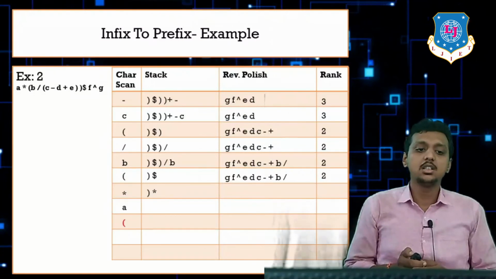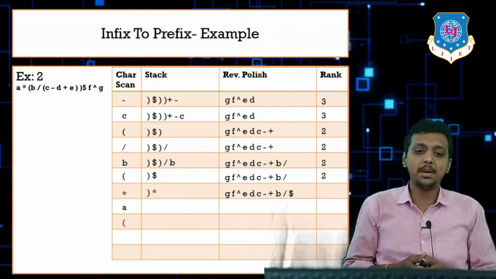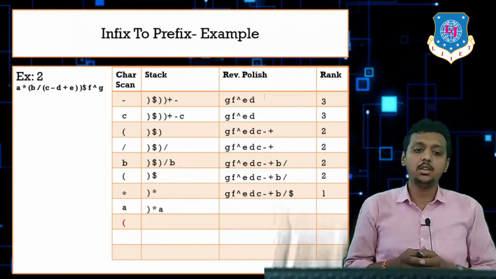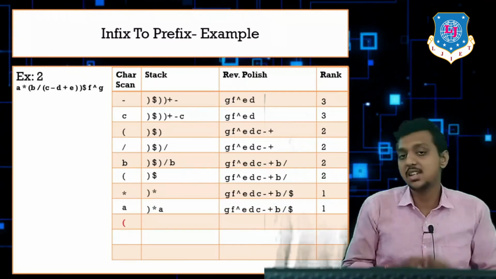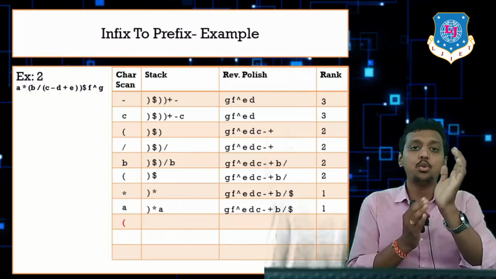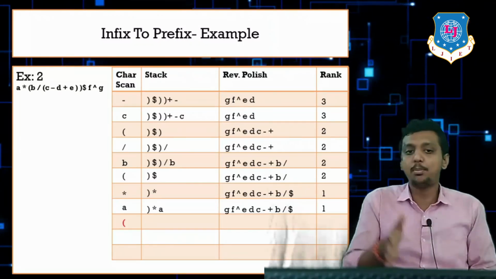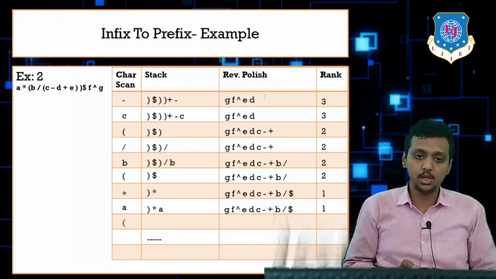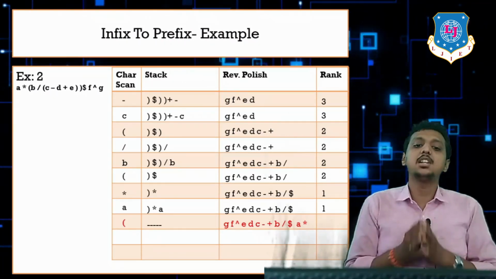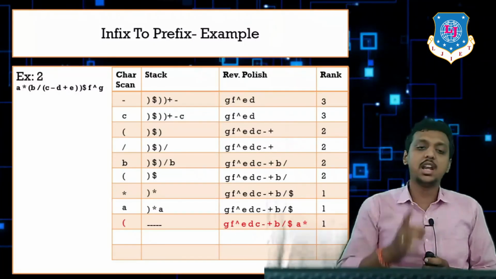Now again star. Star has the lower precedence than the dollar. Dollar will be popped out and appended with the reverse polish string. Then we have A with us. Push A, reverse polish and rank as they are. And finally students we have the last opening bracket. The last opening bracket and the closing bracket both get cancelled out. What we have is A and star. A and star will be popped out and appended with the reverse polish. So this is your final answer, that is GF caret EDC minus plus B division dollar A star, rank is 1. So our answer is correct.